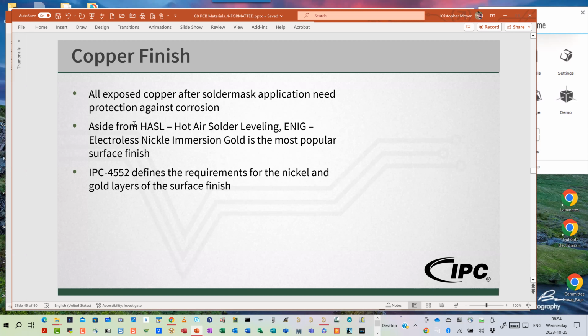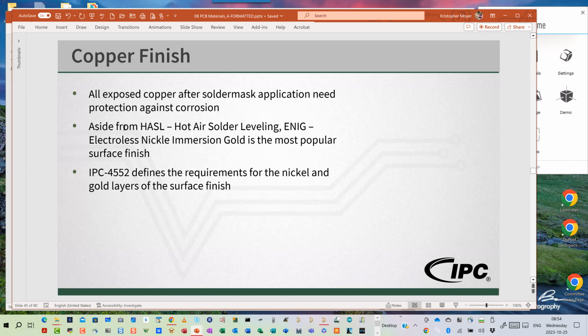Hassel, or HAL, hot air solder leveling, again, where we dip the board. Now the Hassel works fine because we've already protected the traces, so they won't get any additional solder because of the solder mask, but only the exposed pads could get a little surface finish of solder directly on them, blow the excess off. We got that little skin of solder.